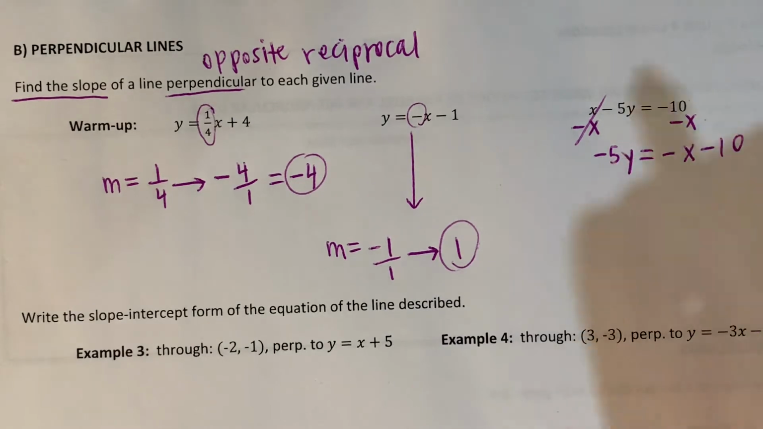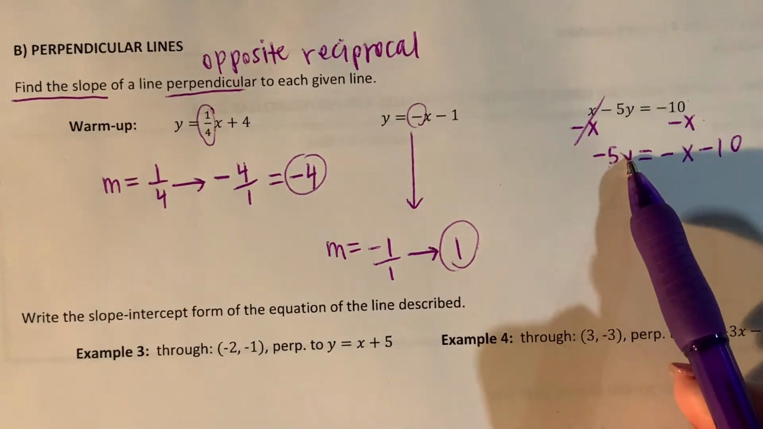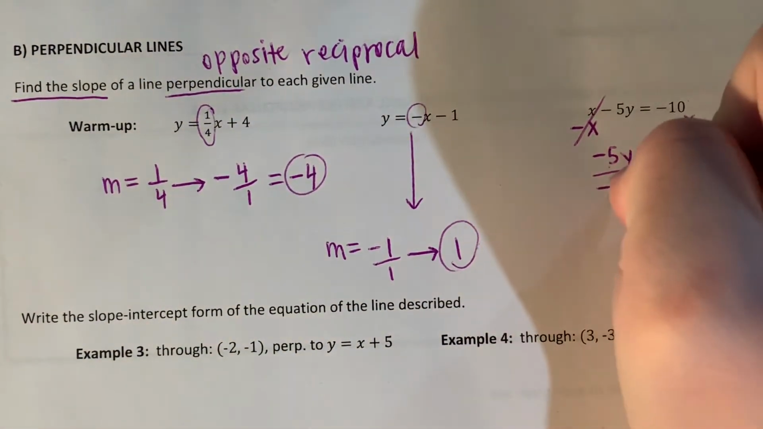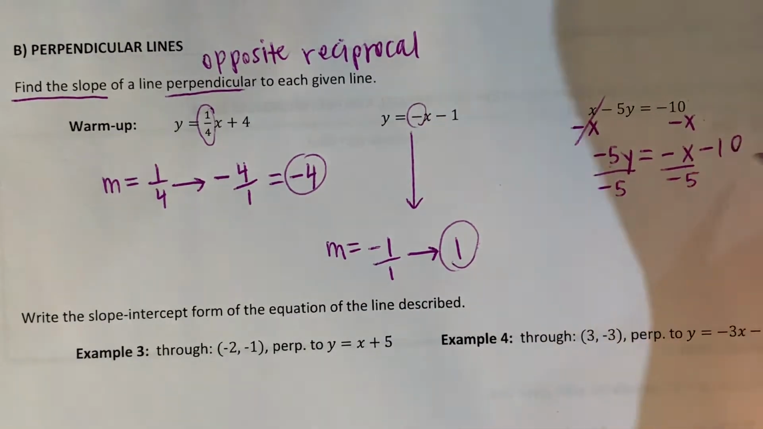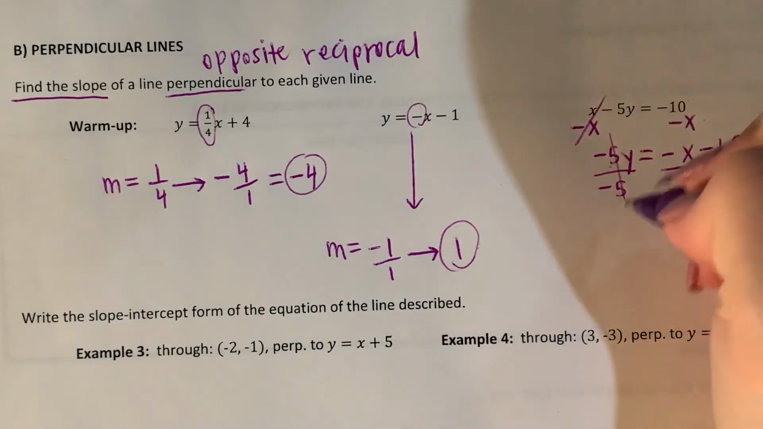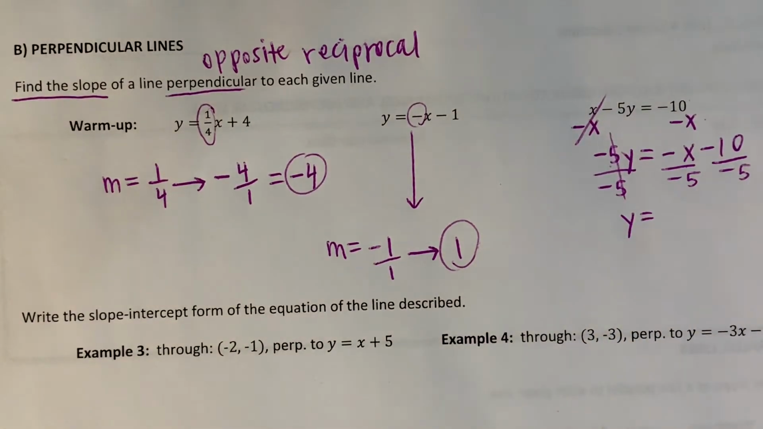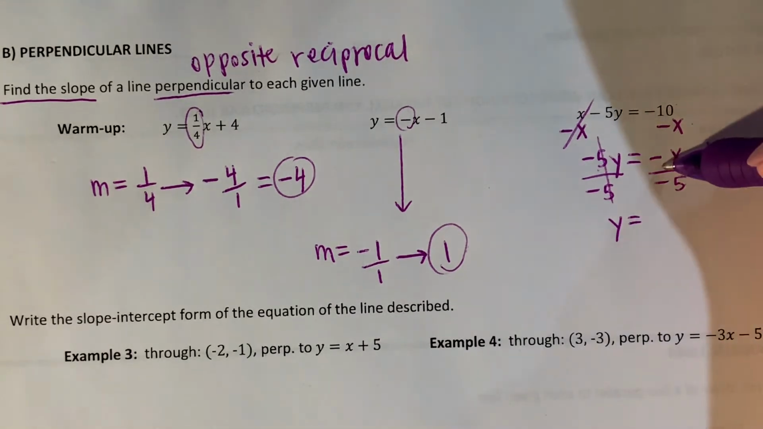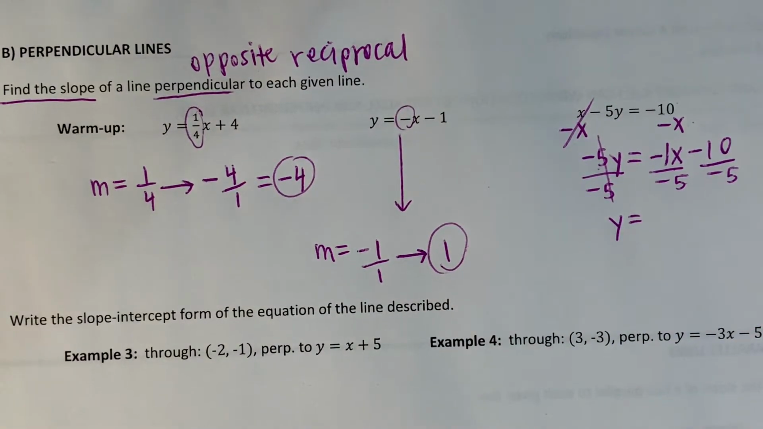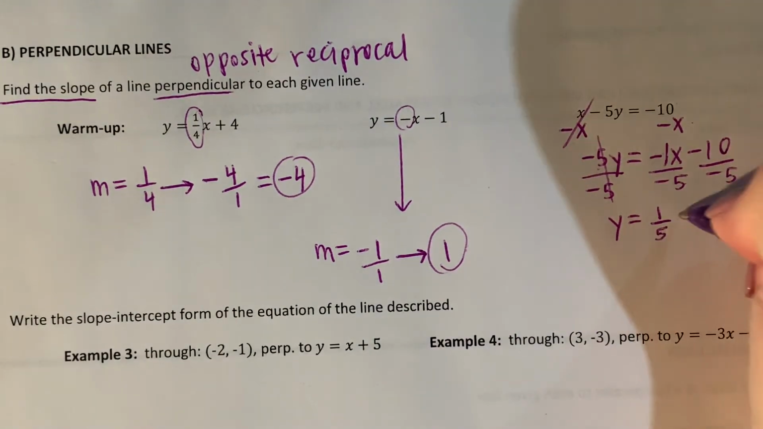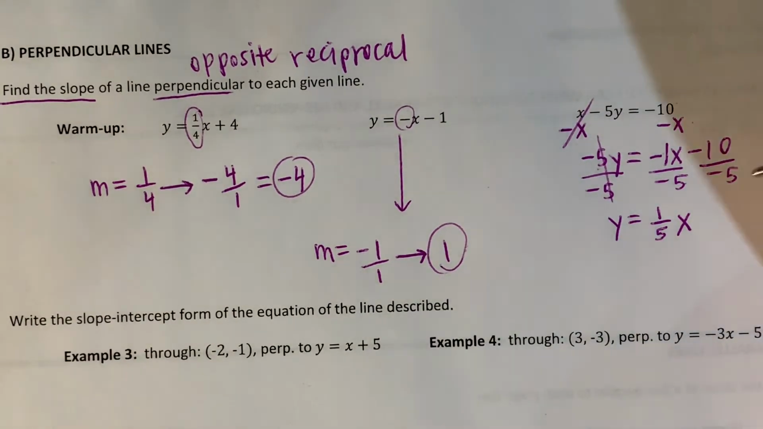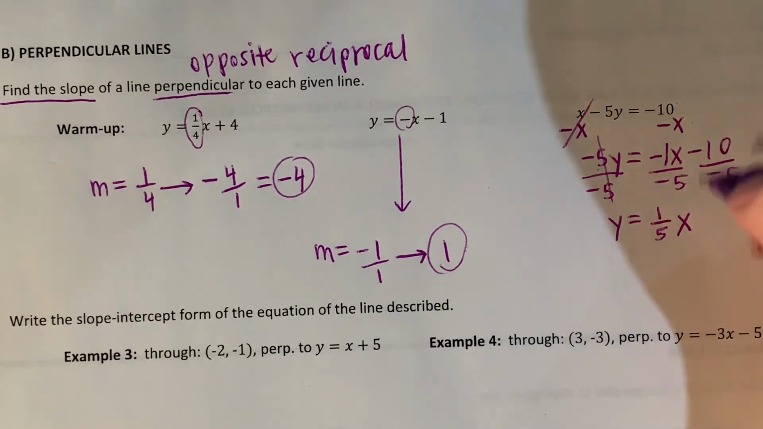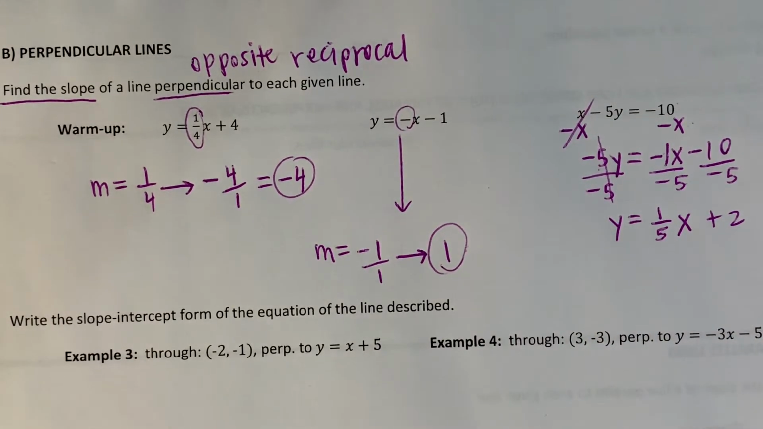My last step here to get y by itself, if this is negative 5 times y, then I need to do the inverse operation, and I need to divide by negative 5 on every single term. I'll get y equals negative x divided by negative 5, or you can think of that as negative 1x divided by negative 5. Negative divided by negative is a positive, so we have 1/5 x. And then negative 10 divided by negative 5 gives me a positive 2. So here's the equation in slope-intercept form.